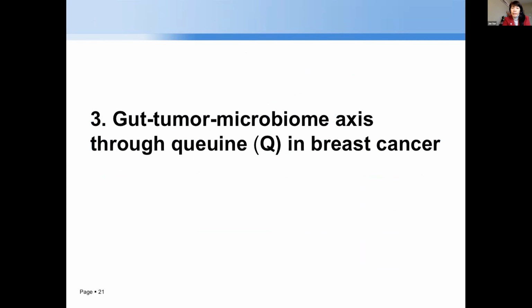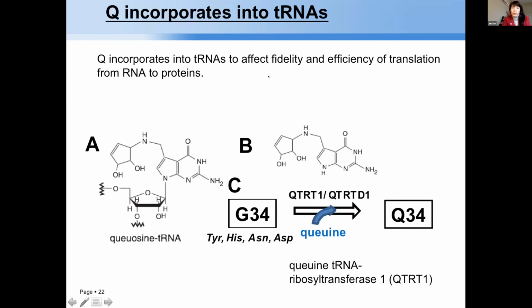So what we did is actually very basic. What we are trying to do is to deplete Q in the system, because we know that Q is incorporated into the tRNA, here called Q-tRNA, and you can see it relies on an important enzyme called QTRT1. In the system, if we lose QTRT1, basically the whole Q incorporation into the tRNA will not work.